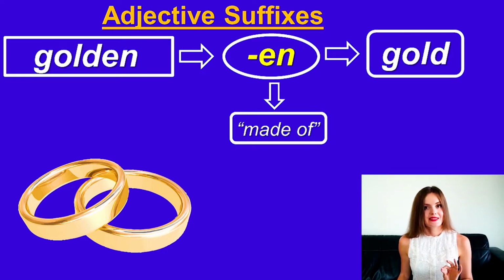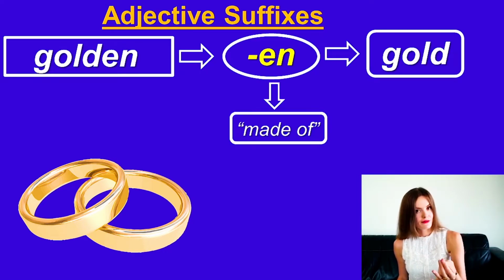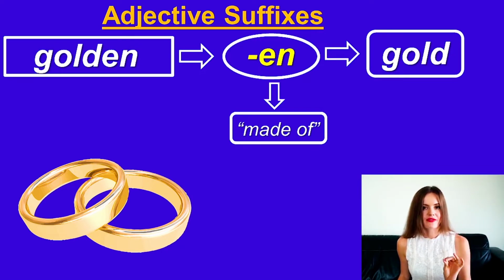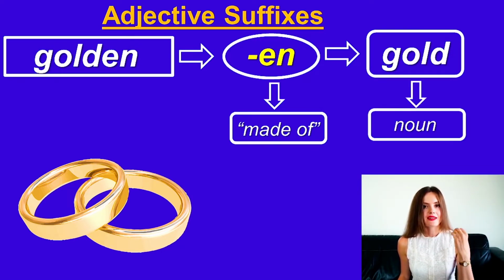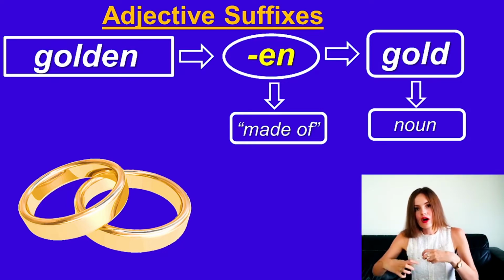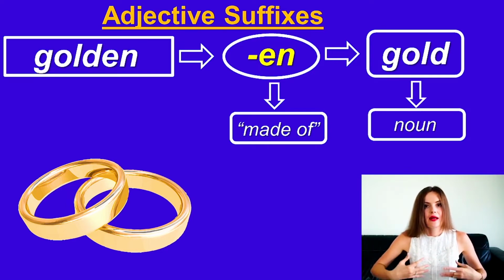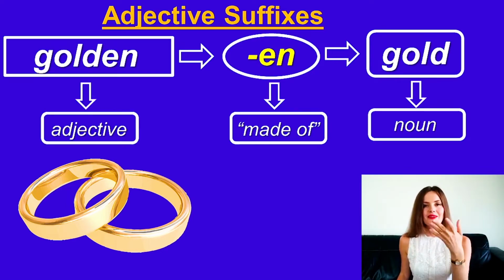N means made of. I think that this example shows it very well. So we have a noun, gold. When we add the suffix n, we mean made of gold. Golden, made of gold. And we get the adjective golden.